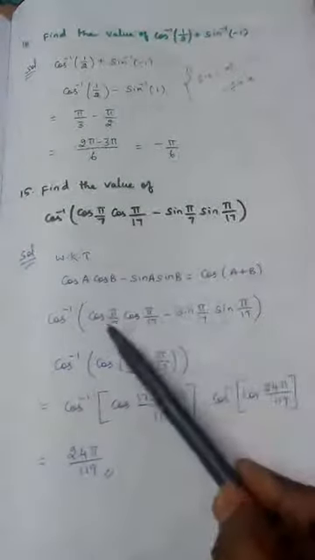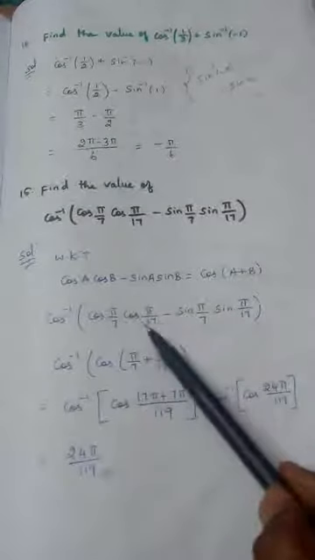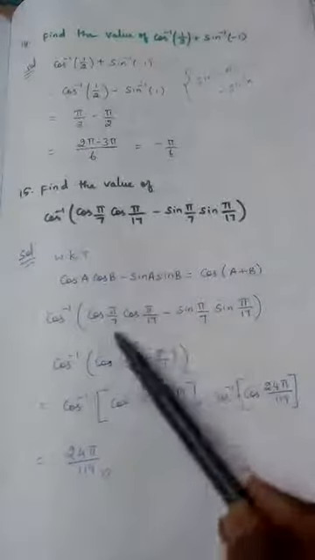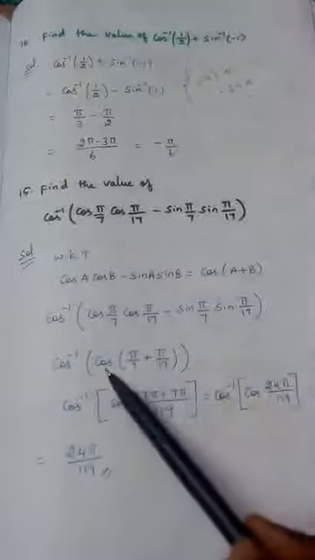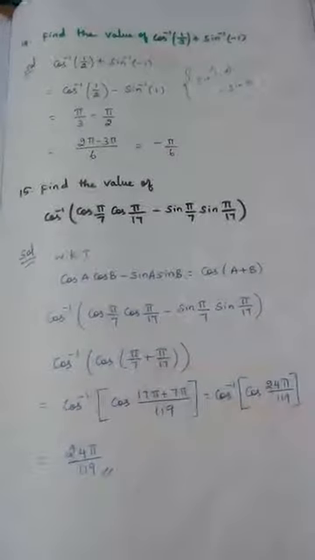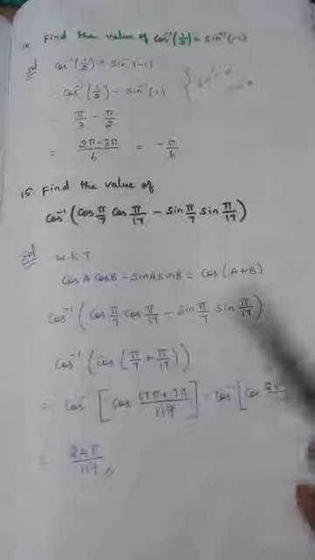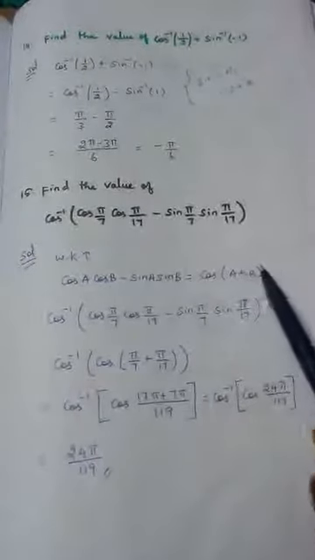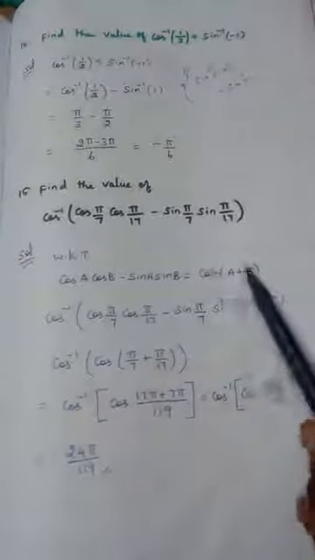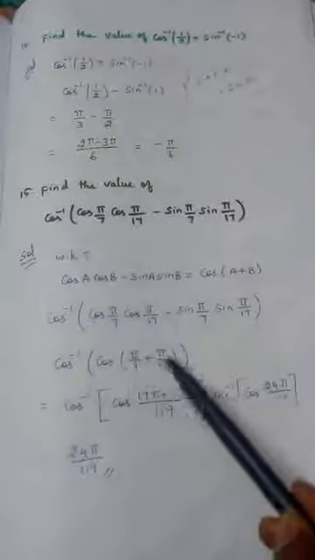Now what is a? Pi by 7. What is b? Pi by 17. So I am writing this entire thing as cos a plus b. This is a, this is b. So using this formula, we are writing this entire thing in this form. So cos of a plus b.